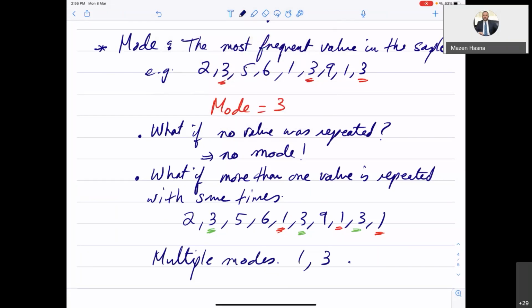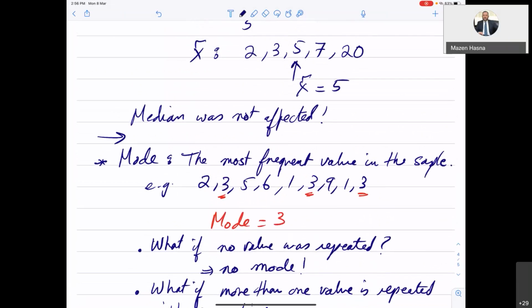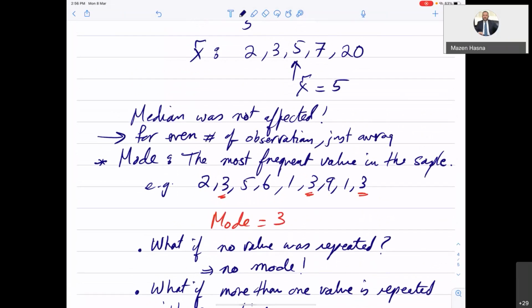By the way, I forgot to mention in the median: we say the middle point. What if the number of my observations is even? For an even number of observations, just average the two middle points. Okay, so this should be simple.